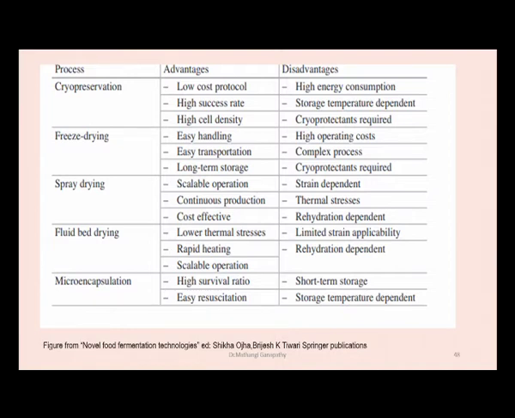The third process is spray drying. This is a scalable operation where you have a continuous operation and it is cost effective. But again, spray drying cannot be used for all microbes. So, it is strain dependent storage; spray drying would be effective only for specific strains of microbe, not effective in other strains. And again, you have to rehydrate the organism to utilize it. So, it depends upon that.